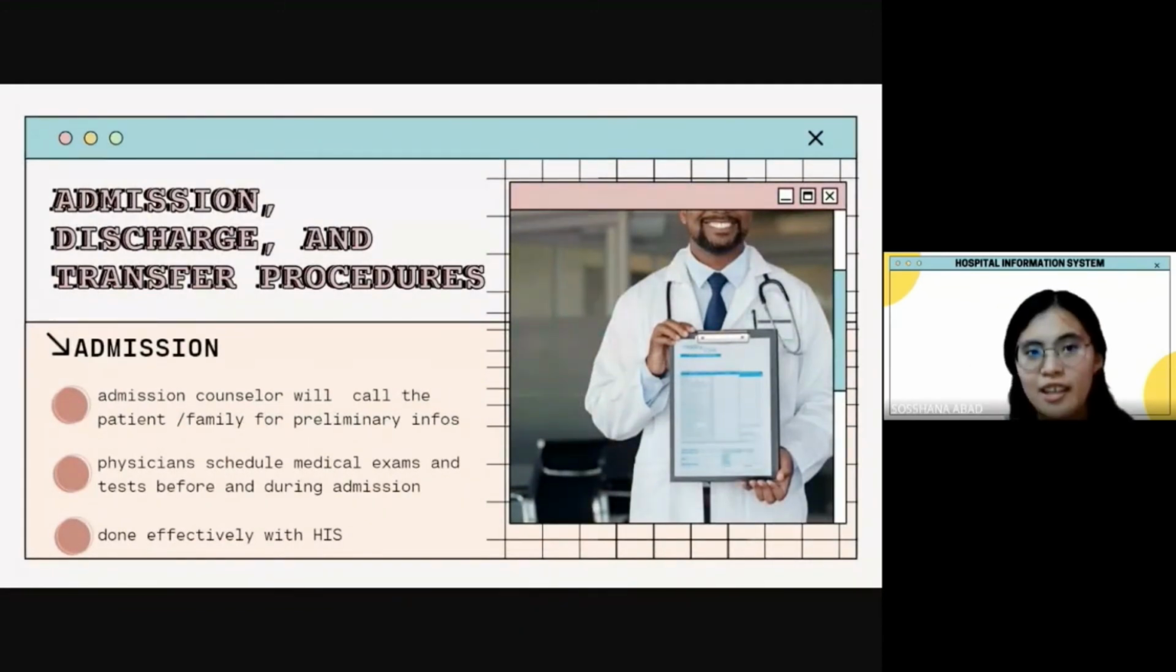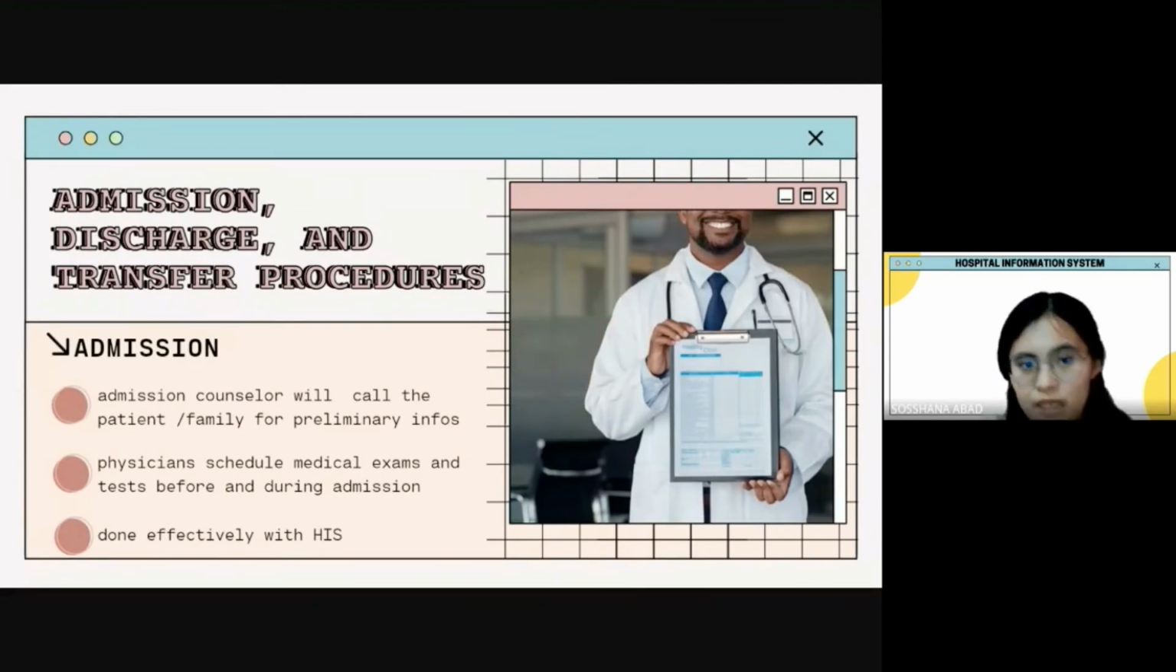So now we are in admission, discharge, and transfer procedures. So first, let's discuss the admission. Admission is asking permission to enter a place. And when admitting in a hospital, the patient or his family has to call the hospital beforehand. Upon calling the hospital, the admission counselor will ask preliminary questions such as the patient's name, age, sex, address, and of course, his medical history.